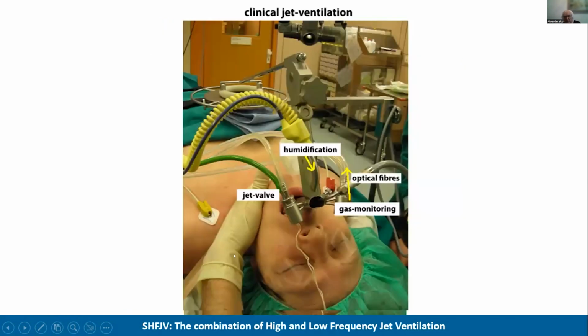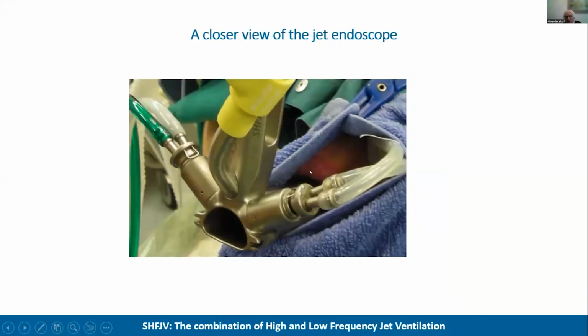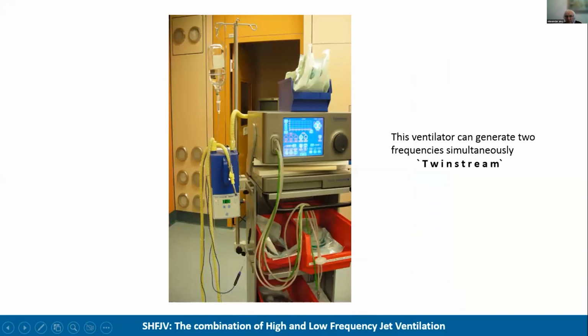You can see a clinical jet ventilation. On the left side, the two jets. On the right side, the gas monitoring. Then for the surgeon, optical fibers. And here in the middle, the humidification. Here a closer view of the jet endoscope. This is the low frequency jet ventilation. This is the high frequency jet ventilation. On the right side, the monitoring. And here's the humidification. Now you can see this ventilator can generate two frequencies simultaneously. The name is Twin Stream, and on the left side is the humidification.